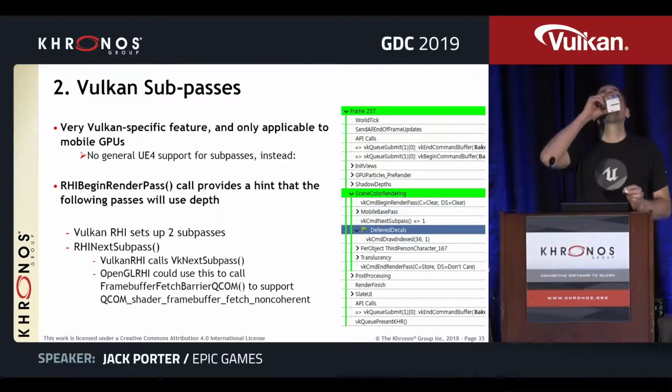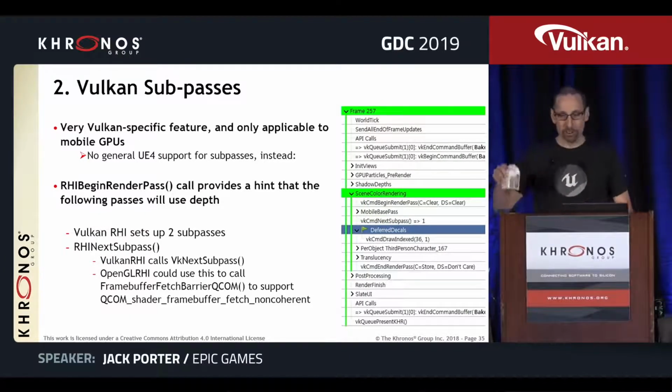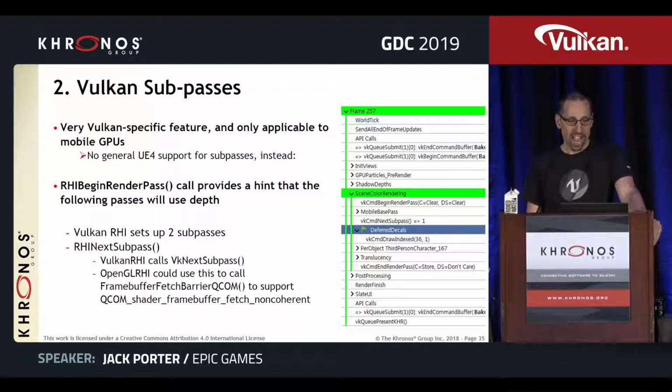So the Vulkan way to do this is to set up subpasses where you say one subpass is dependent on the other, and you can map access to that depth information from the first subpass to the second subpass. This is a very Vulkan-specific feature, only applicable to mobile GPUs, taking advantage of this idea in a tile-based GPU where you want to keep everything in the GPU core. And so instead of adding just general Unreal Engine 4 support for subpasses, we've added some hints that the following pass will make use of the depth.